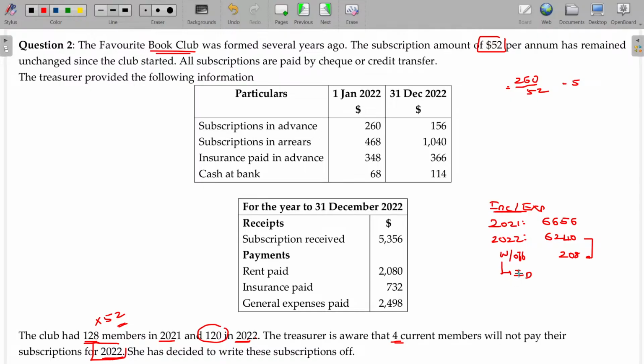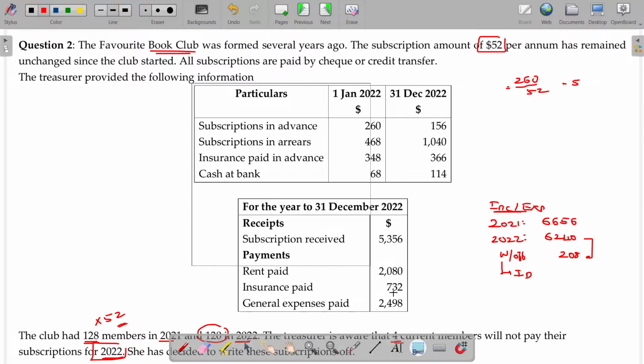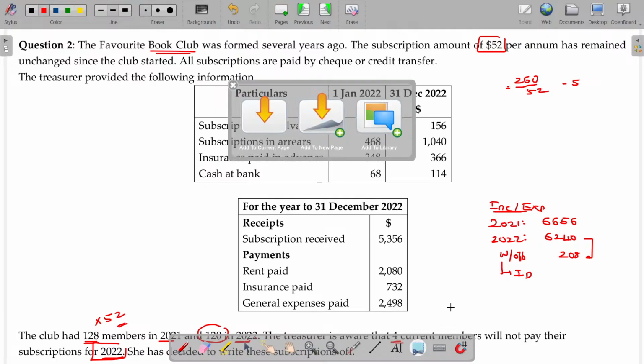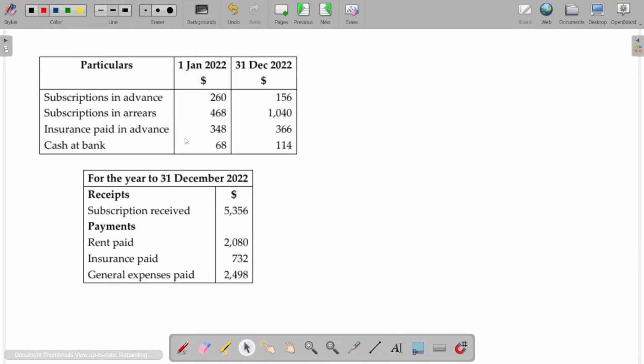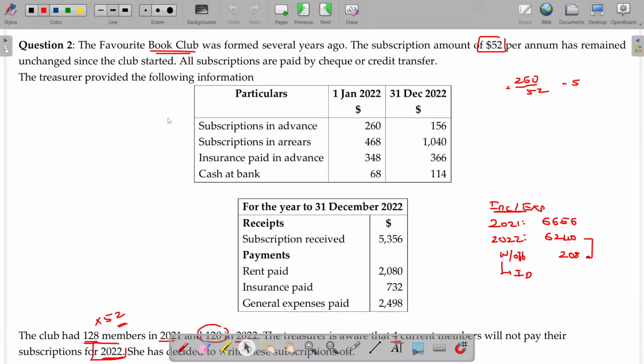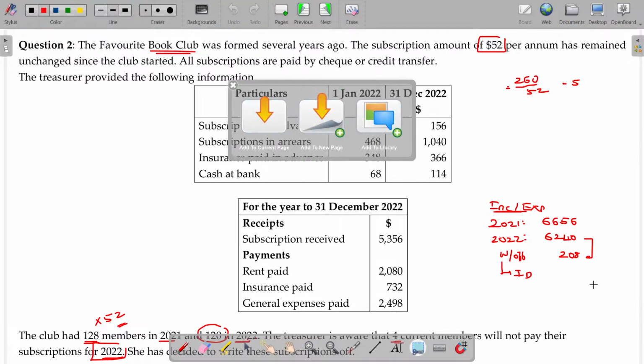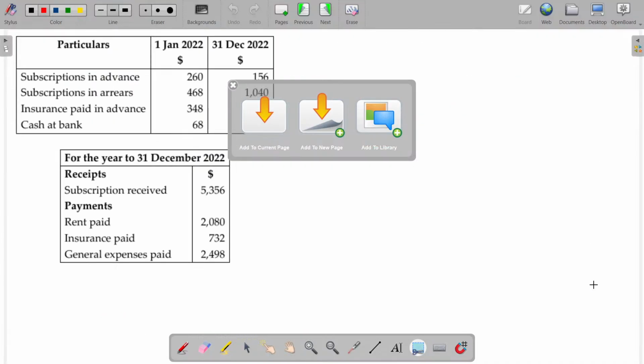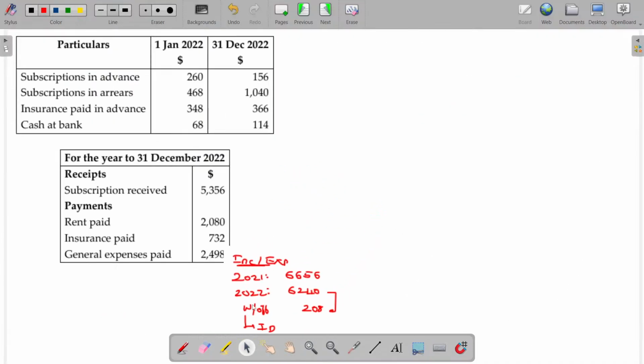So the rest will be pretty simple. We'll finish off just like that. Okay. I'll carry on to the next page. This will be the other information.